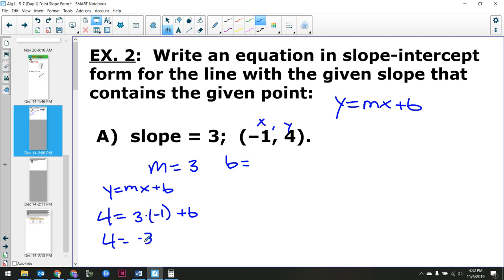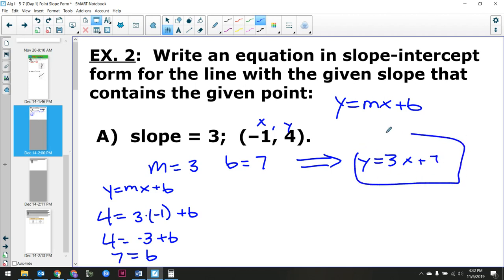4 is equal to -3 plus b, and now I just solve for b, add 3. Look at that, b is 7. And now that means my equation is y is equal to 3x plus 7. So what was the process there again? The process there was use the point and the slope, hence point-slope form. Plug the point x and y in for x and y. Plug the m slope in to solve for b. Once you have b, you have your answer.